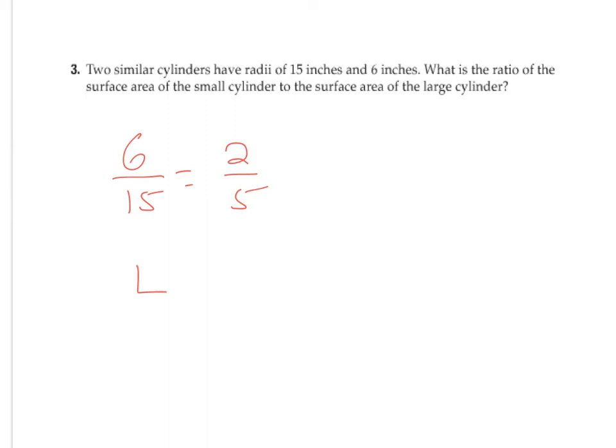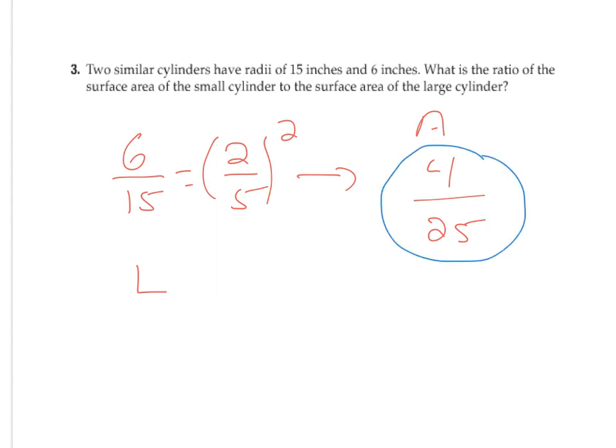To convert that to area measurements, because that's what I'm looking for, the ratio of the surface areas, I'm simply going to square the scale measurement. So 2 squared is 4, and 5 squared is 25. So the ratio of their surface areas is 4 to 25.